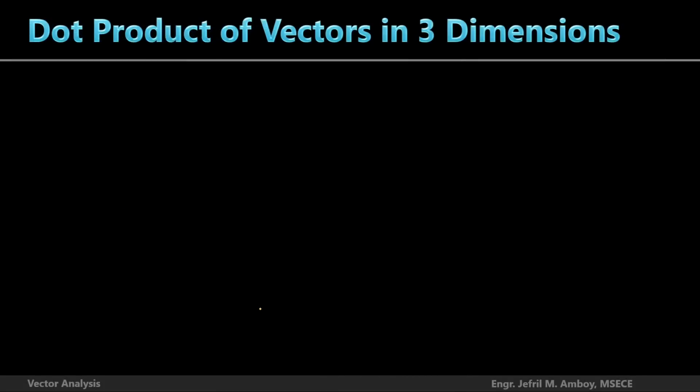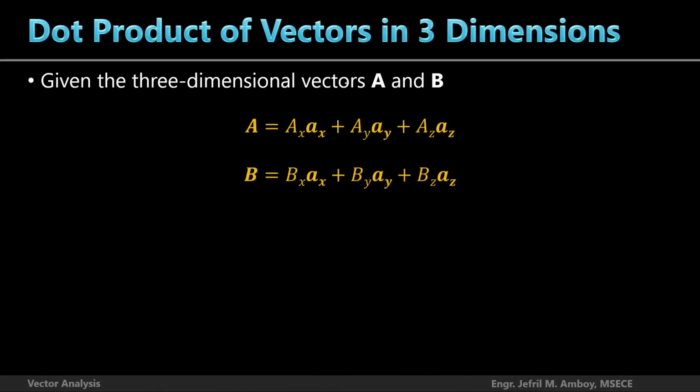So, for example, we are given the three-dimensional vectors A and B, such that A is expressed in its rectangular coordinate system. Vector B is also expressed in rectangular coordinates. So, here, we have two vectors. Both are three-dimensional vectors. Here, AX, AY, and AZ are the vector components, and these small letters ax, ay, and az are the unit vectors. How do we get the dot product of these two vectors? It's very simple. You just multiply all the terms.